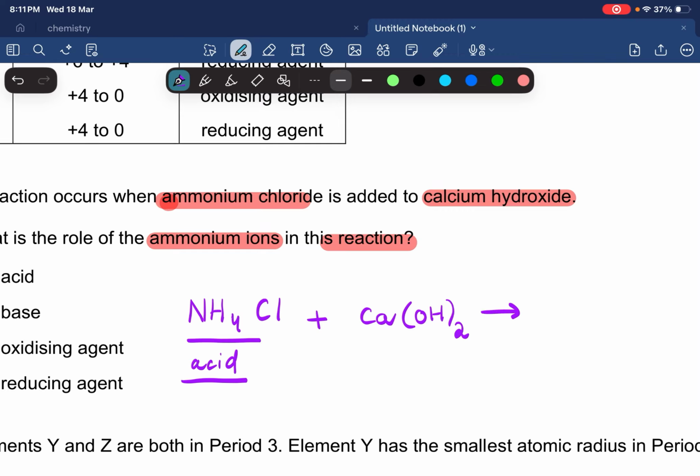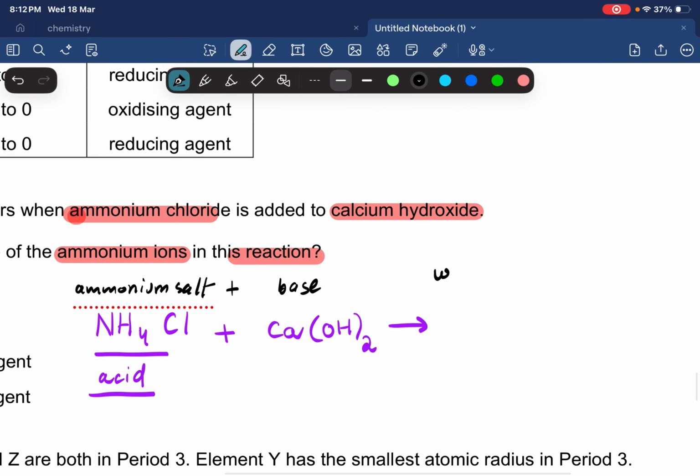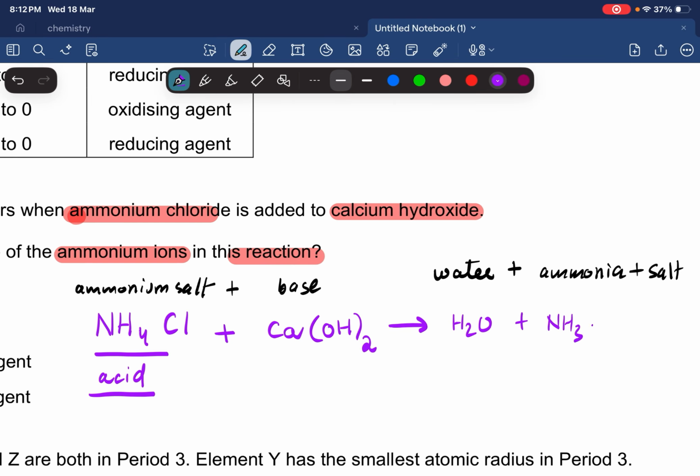Whenever we have an ammonium salt, that's a reaction that was part of O-levels IGCSE, you have an ammonium salt plus this calcium hydroxide, which is your base. Ammonium salt plus base used to give you water plus ammonia plus your salt. So water is going to be H2O, ammonia is going to be NH3, salt is going to be CaCl2. That's going to be your equation. I know it's not balanced, but you got to realize the products.